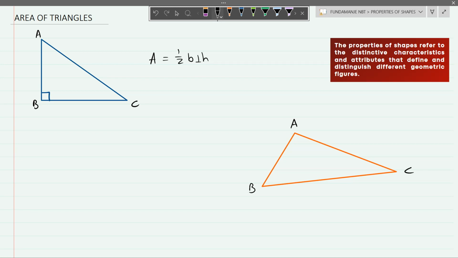I know it is not stressed enough that we're supposed to multiply the base with the perpendicular height. It's usually a half base times height, but this is assuming that you're working with a right angle triangle or that you have the perpendicular height of that triangle.